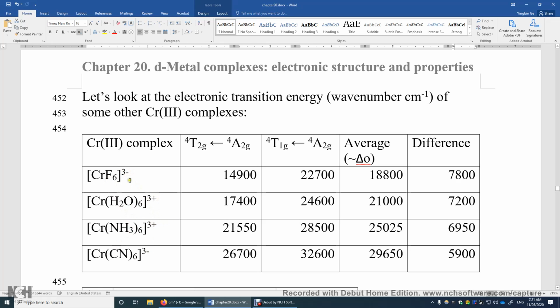So in all 4 cases, chromium has an oxidation number of 3. Now let's look at their electronic transition energies. Well, in each case, you have 2 different electronic transition energies.